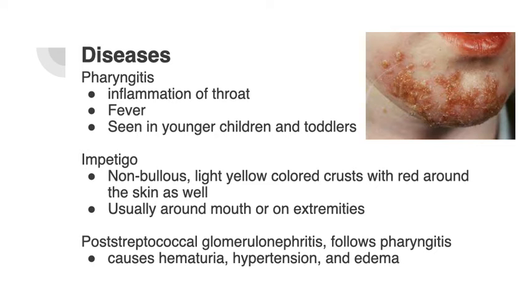Next, we see post-streptococcal glomerulonephritis. It's a hard one to say. It usually follows pharyngitis, and since we see the name, nephritis, in there, that's a kidney problem. So it usually shows hematuria, hypertension, and edema, and those are all signs that there's a kidney infection going on.